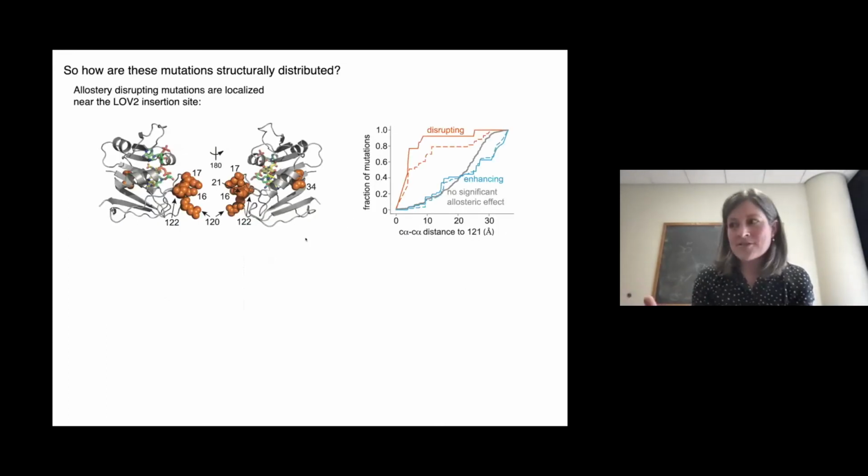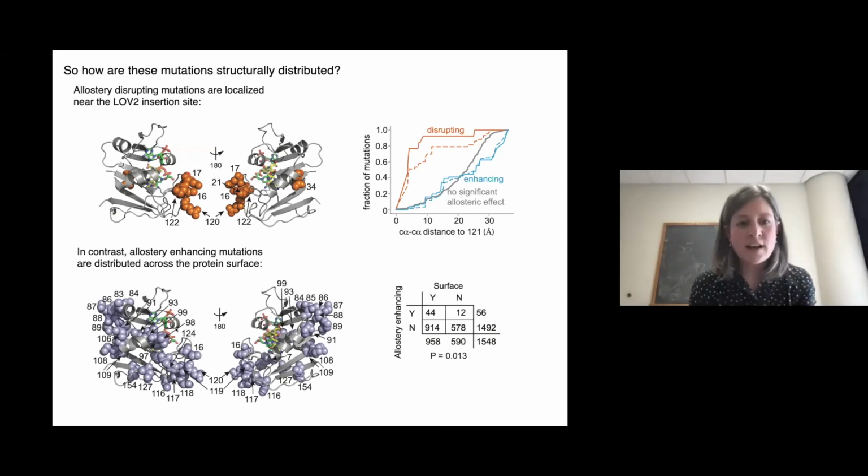So finally, how are these mutations structurally distributed? We found that of the 13 allostery disrupting mutations, these localize to 6 positions on the DHFR structure, right? And the allostery disrupting mutations we can see are all proximal to this 120 insertion site between 120 and 121, where we're putting LOV2, with the exception of this position 34. So in fact, if you plot the fraction of mutations as a function of this distance cutoff, we can see that the vast majority of our disrupting mutations are within this 10 angstrom cutoff.